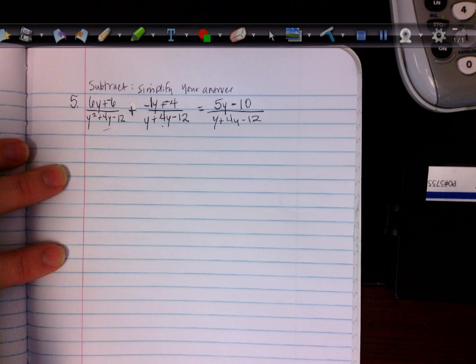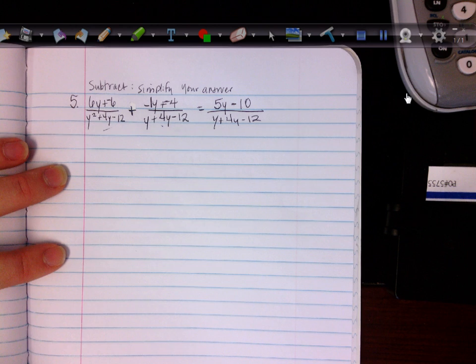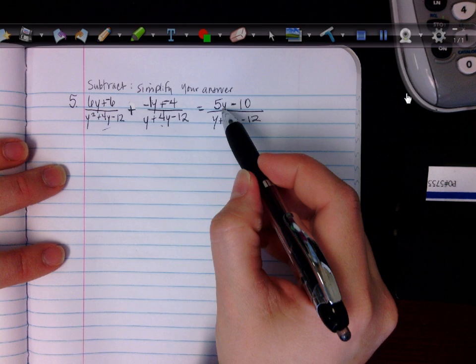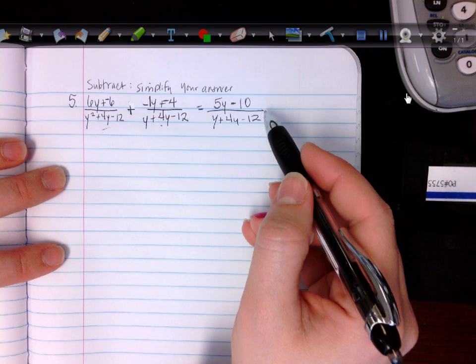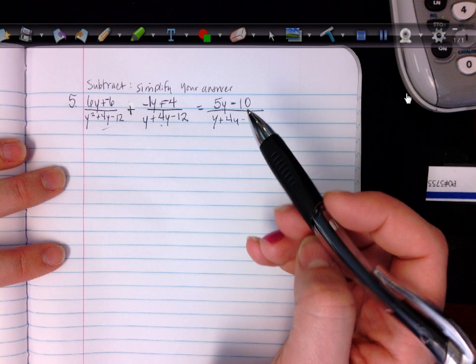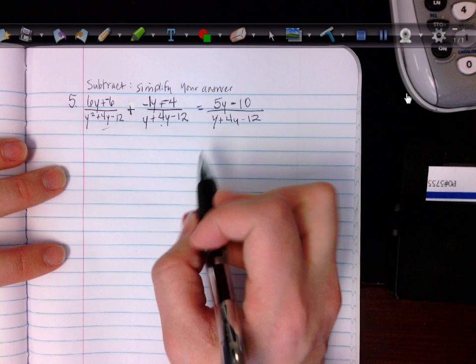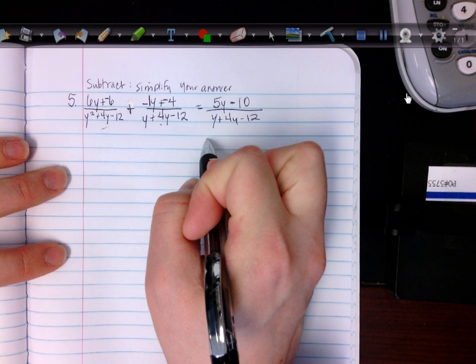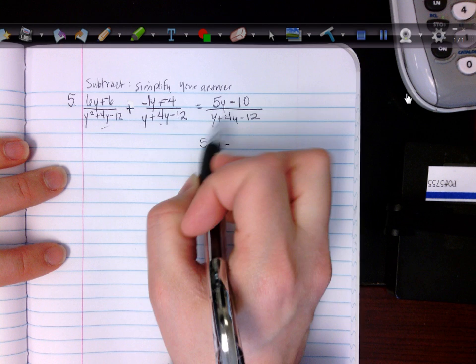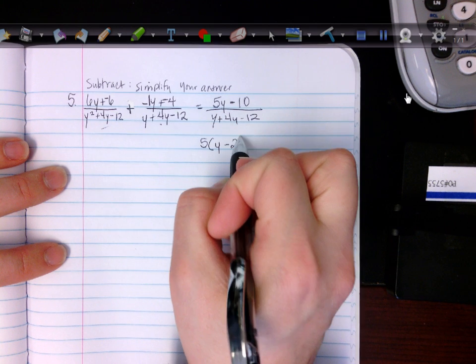All right, so I'm not quite done yet. Now I have to go ahead and factor the top and the bottom and simplify. So I'm going to look here at my numerator, and I see 5y minus 10. My GCF between 5 and 10 is going to be 5. So I'm going to go ahead and factor out a 5 here. So we're going to say 5, and then in parentheses I'm going to have y minus 10 divided by 5, which is 2.